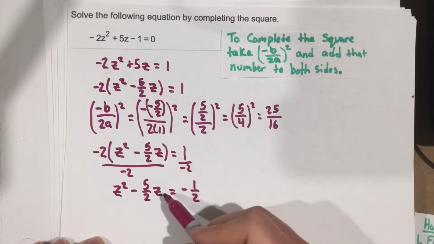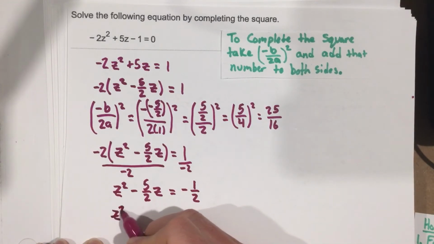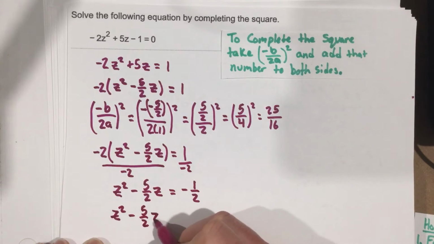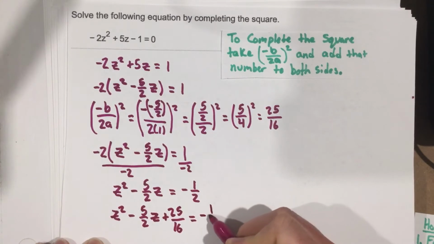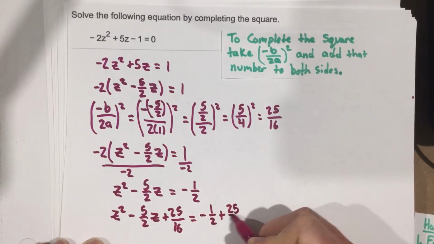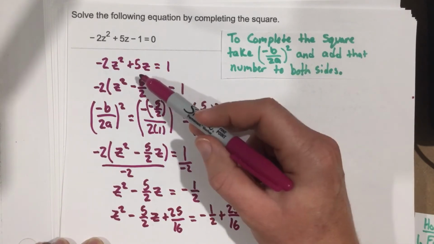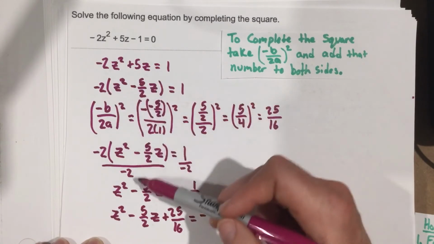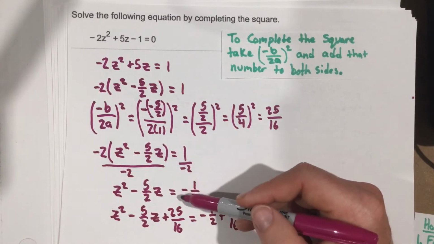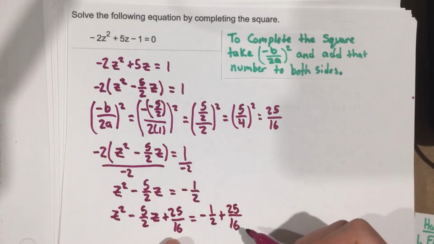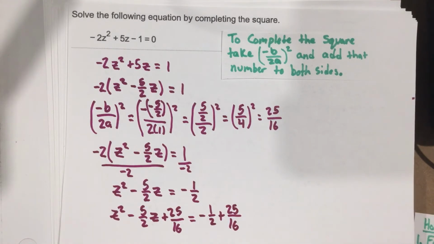Now I just add the 25 over 16. I don't have to worry about the parentheses. So let's add the 25 over 16 to each side. So we have z squared minus 5/2 z plus 25 over 16 equals -1/2 plus 25 over 16. Now I want you to keep in mind, this is a little bit of algebra that we did here by moving the 1 over, factoring out the 2, and then dividing by it. That had nothing to do really with the completing the square. Those were just normal algebra moves. The completing the square part was adding the 25 over 16 on each side. And that doesn't change anything because we're doing it to each side.